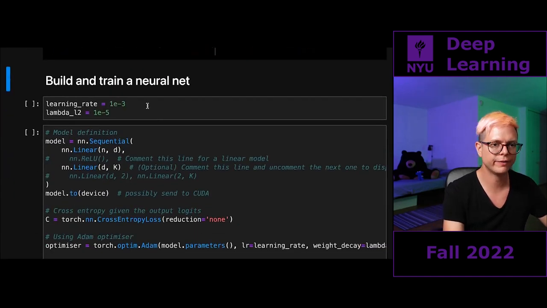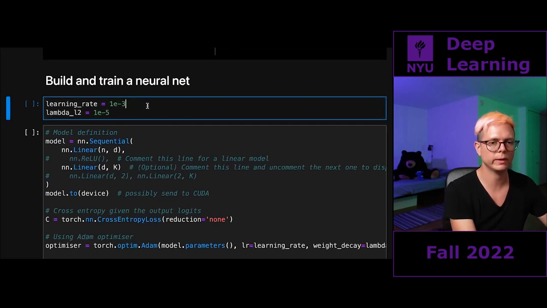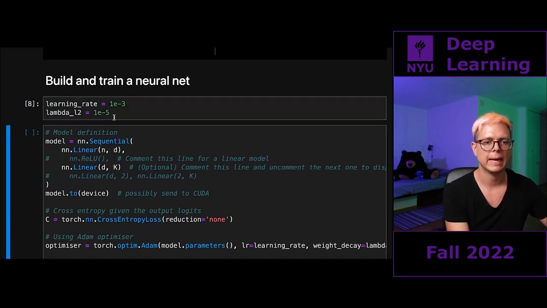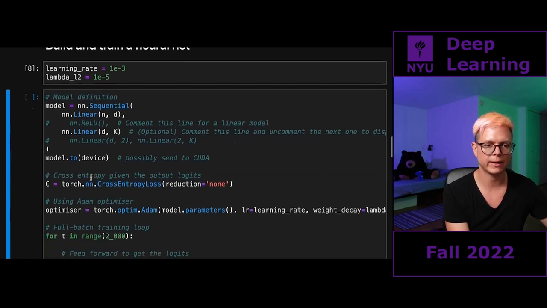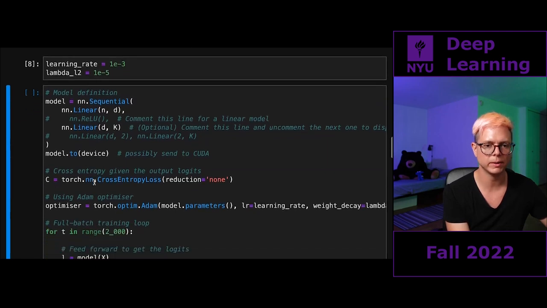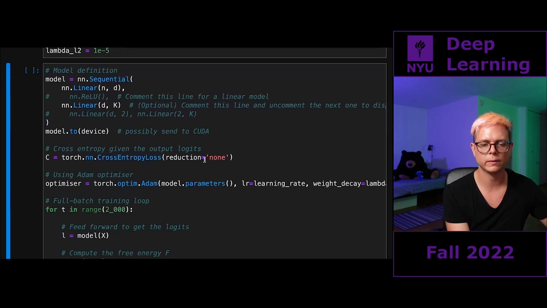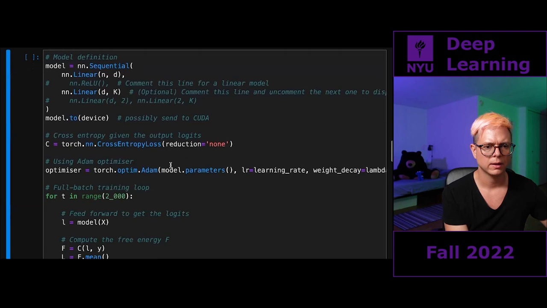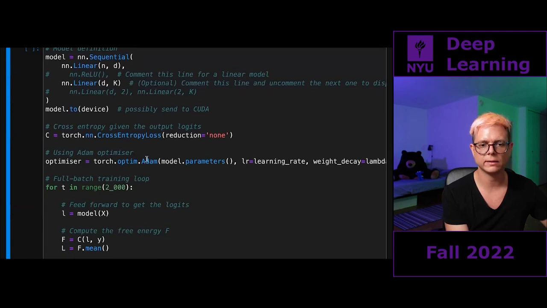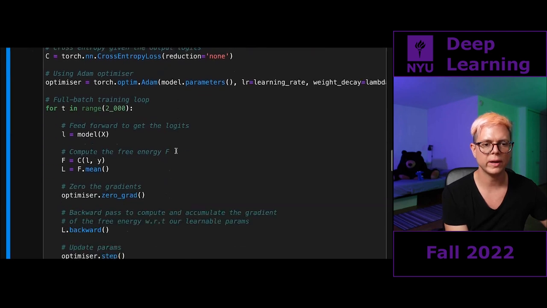Then we define some hyperparameters. I will start with a linear model that goes from 2 to 100, and from 100 to 5. I send the model to the correct device. I have C to be the cross entropy. I don't do any reduction, which would be like taking the average or something. I create an optimizer. In this case, it's going to be Adam, but it doesn't matter. So here we have the five steps, right?